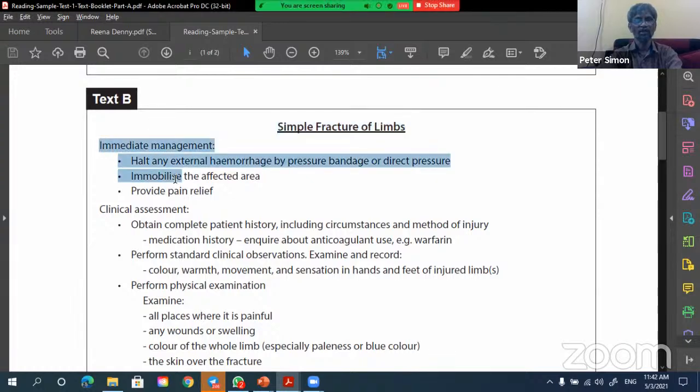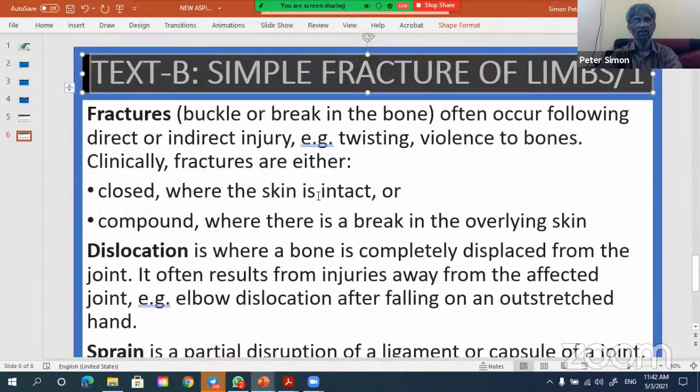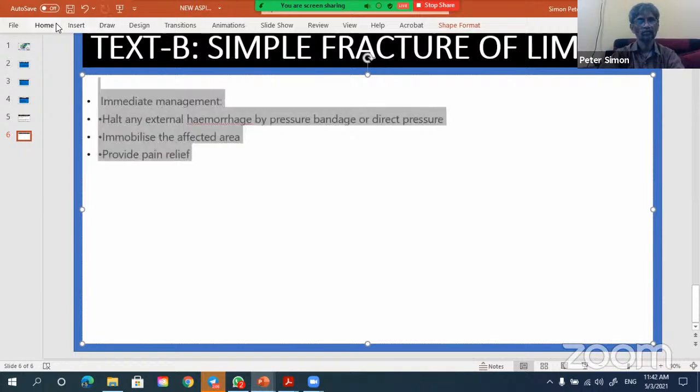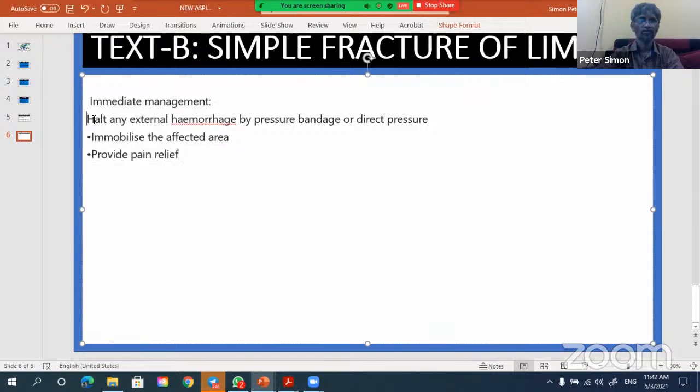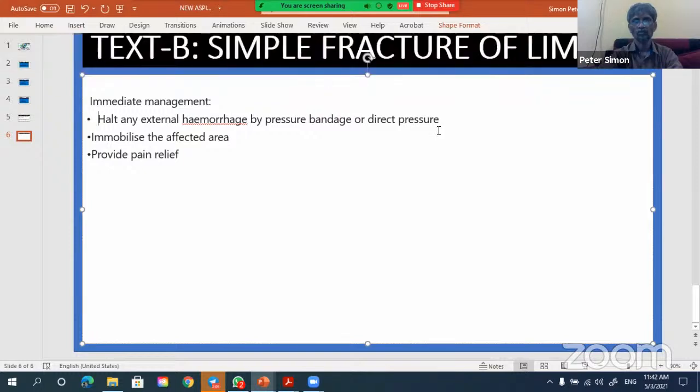So this is immediate management. This is one group. Copy. Immediate management. Okay, so this is for your convenience. I am giving you like this.